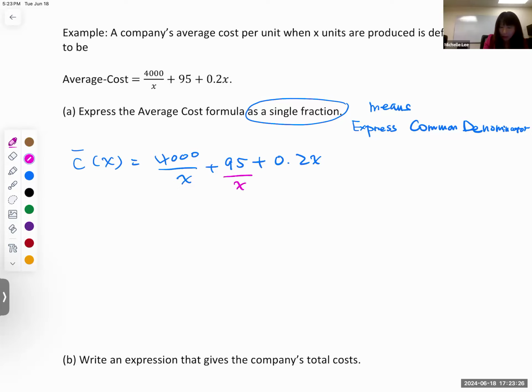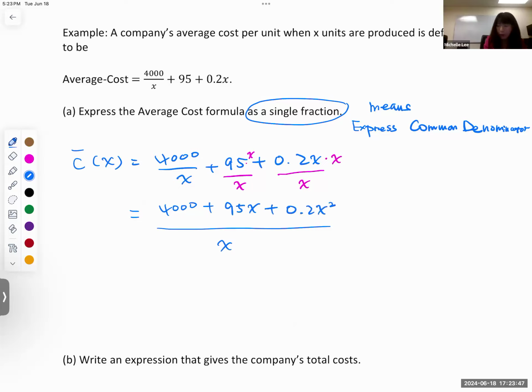Now, since we make a common denominator, we multiply by 1, right? So x over x, here too. Okay, there will be 4,000, and then the common denominator is x. So we make it plus 95x plus 0.2x squared, right?